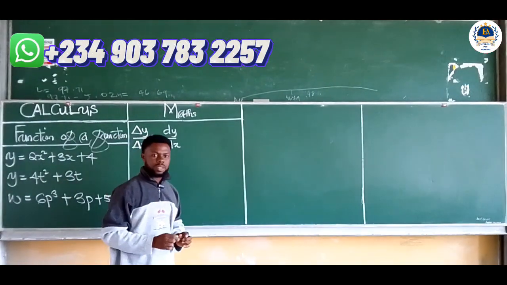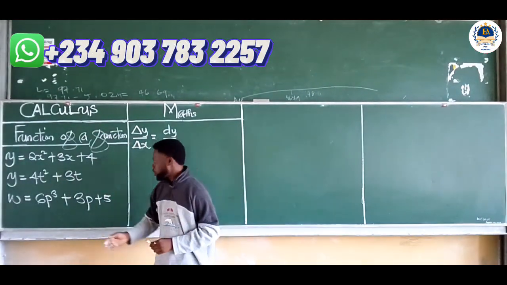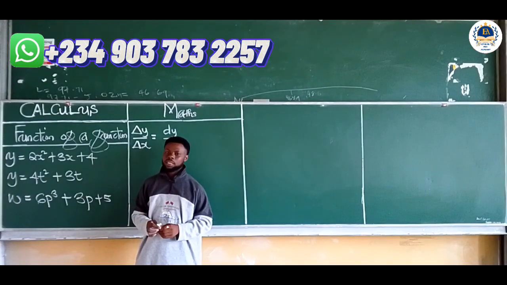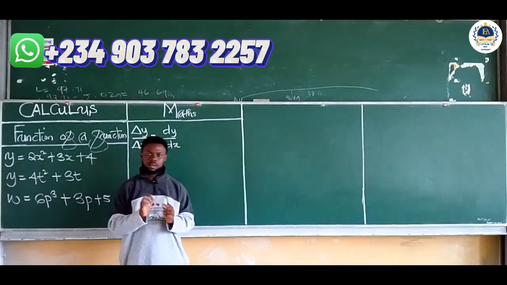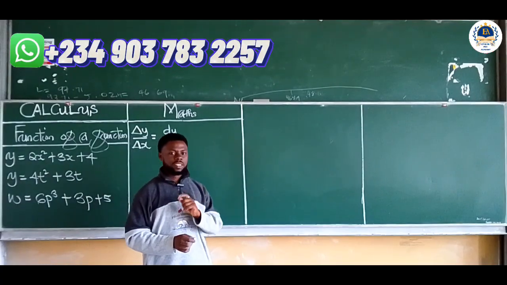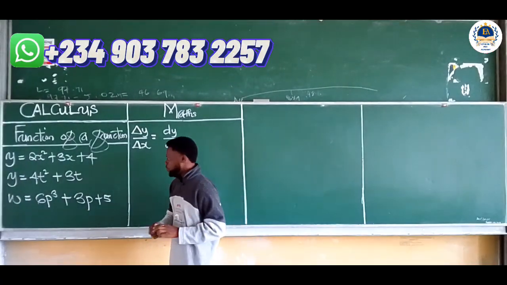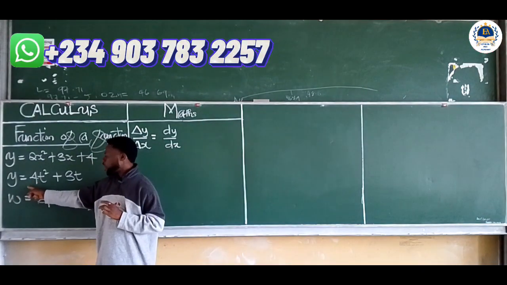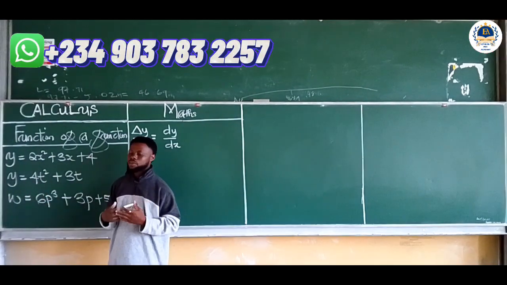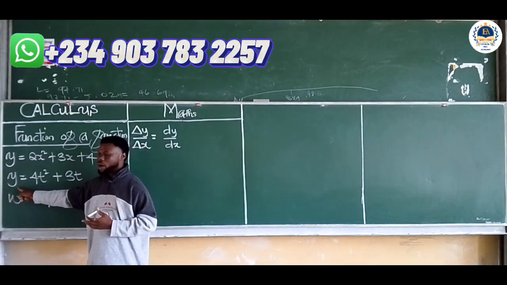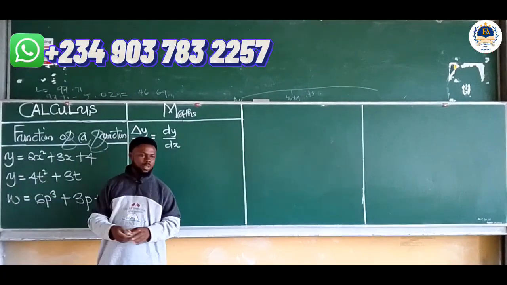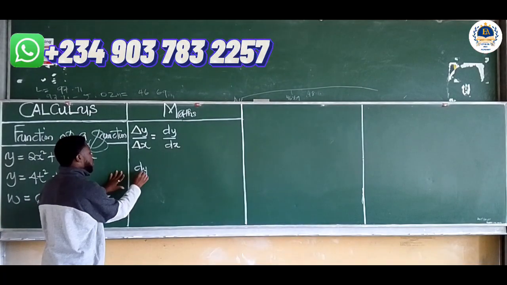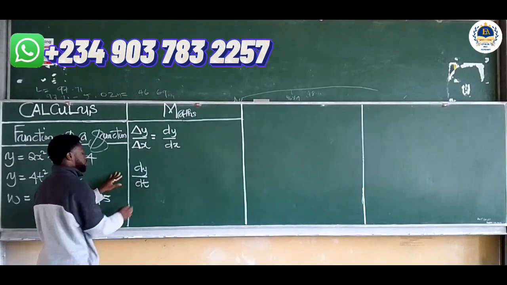Also, if we are considering the second example on the board, which is the second function, where we had only y and t, the derivation of this function is not going to be dy over dx. Take note of this. In this equation, we have just y and t, two letters. So the derivation of this function becomes dy all over dt. Therefore, from the second equation, the derivation becomes dy all over dt.